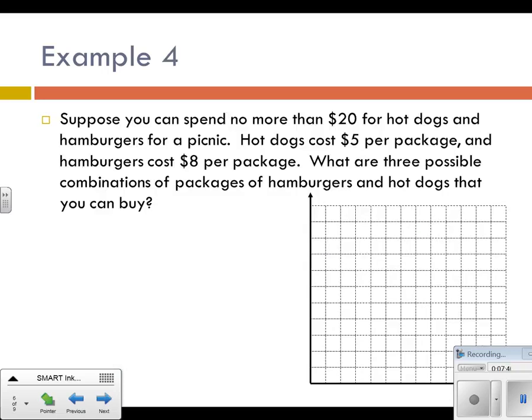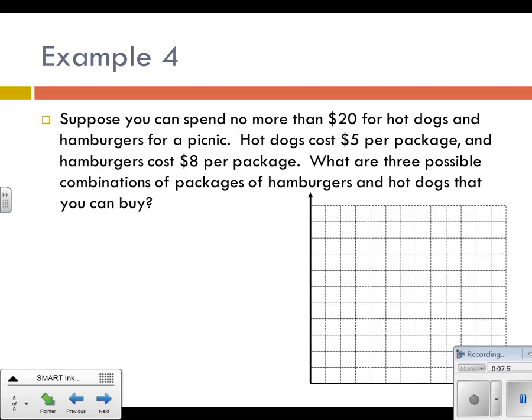Suppose you can spend no more than $20 for hot dogs and hamburgers for a picnic. Hot dogs cost $5 per package, and hamburgers are $8 per package. What are 3 possible combinations of packages of hamburgers and hot dogs that you could buy?